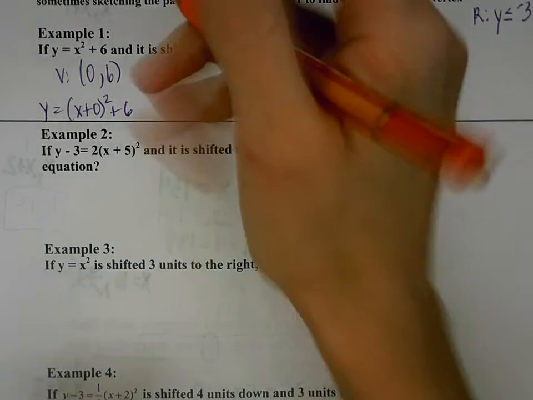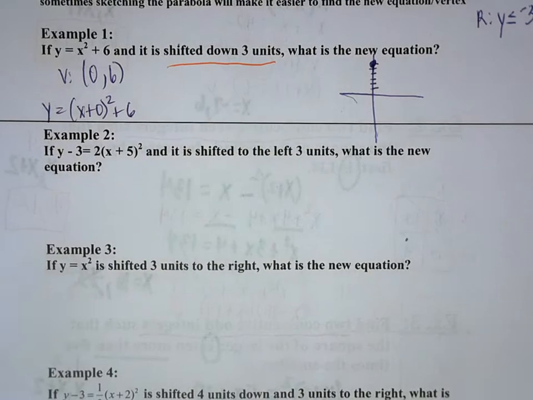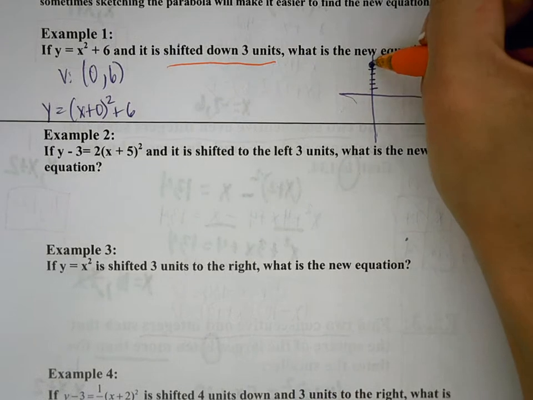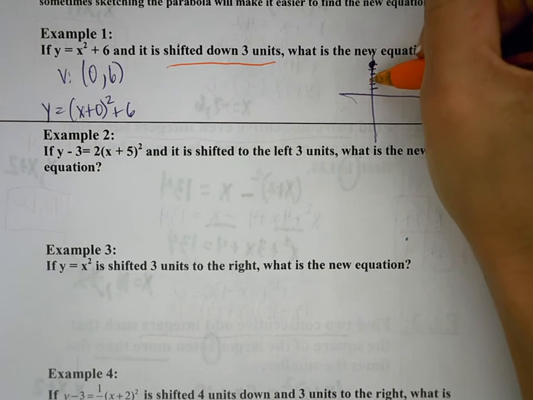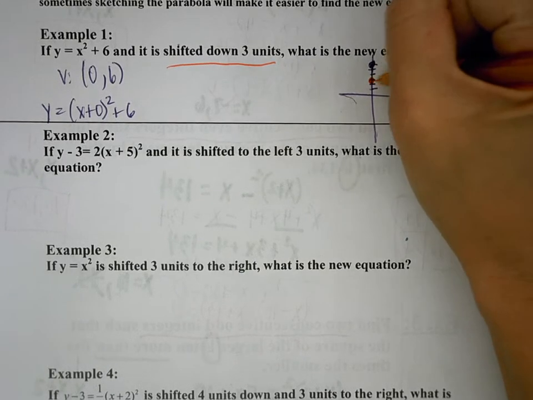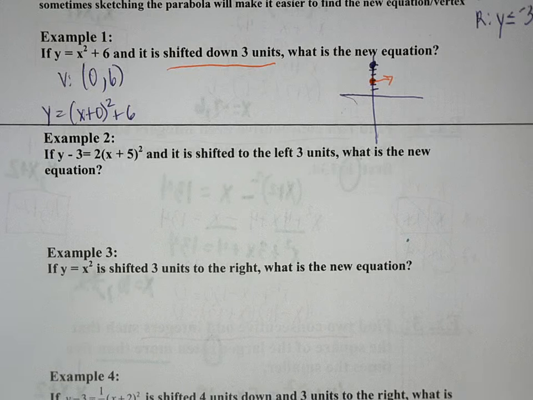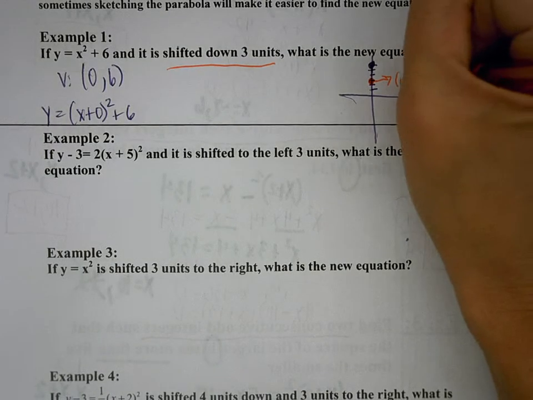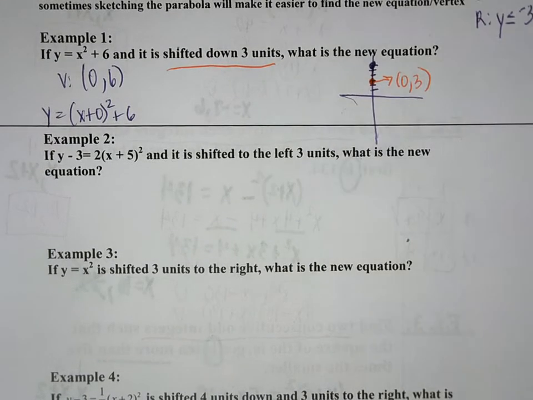Okay, from there it says now it's shifted down 3 units. So we're taking this vertex and we're moving it down 3. So 1, 2, 3. This is my new vertex. What is this ordered pair right there? That is at 0, 3.